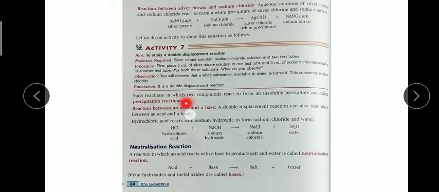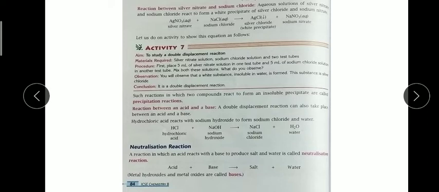When two compounds react and form an insoluble precipitate, it is called a precipitation reaction. This precipitate is insoluble, so we can see it settle down at the bottom of the test tube. A precipitate can be of any color: white, red, or any other color. One reaction is given. So these are all precipitates, you can see.